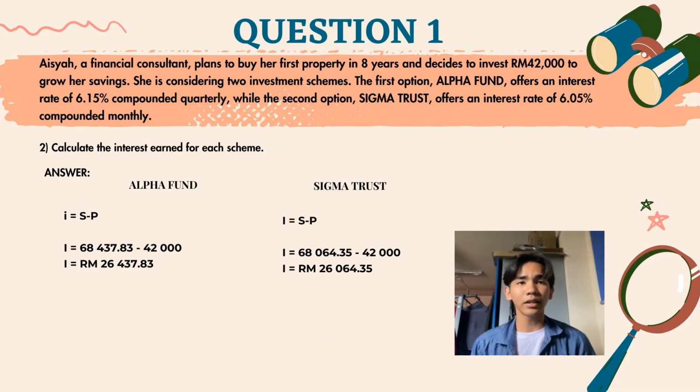Next, calculate the interest earned for each scheme, Alpha Fund and Sigma Trust. We will use the formula I equals S minus P. For Alpha Fund, 68,437.83 minus 42,000, and we will get interest of RM 26,437.83. For Sigma Trust, use the same formula. The calculation is RM 68,064.35 minus RM 42,000, and we will get RM 26,064.35.